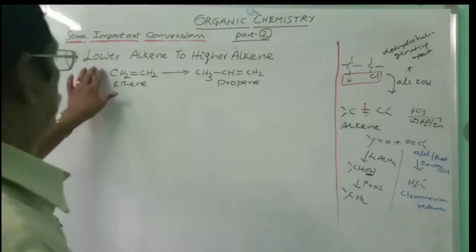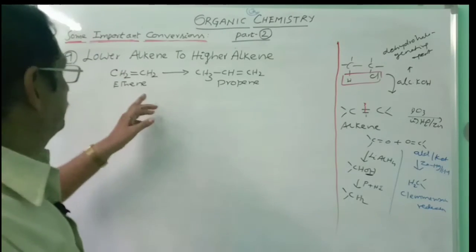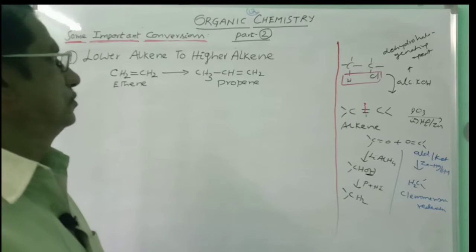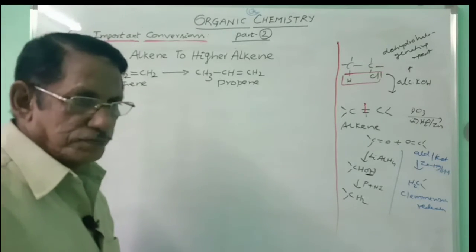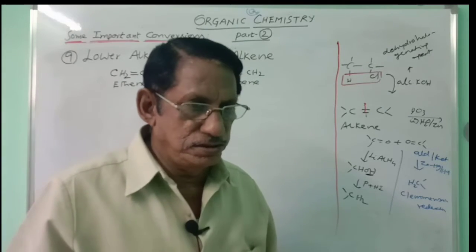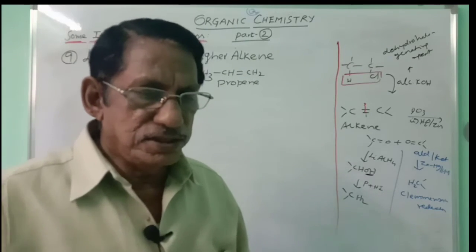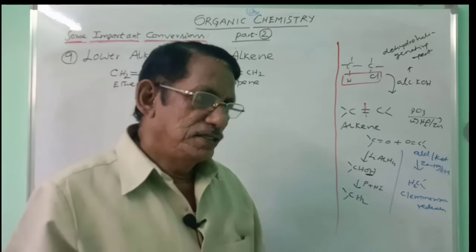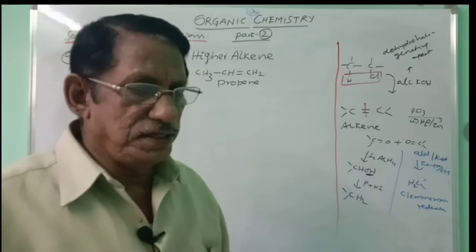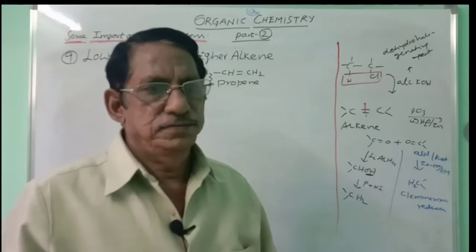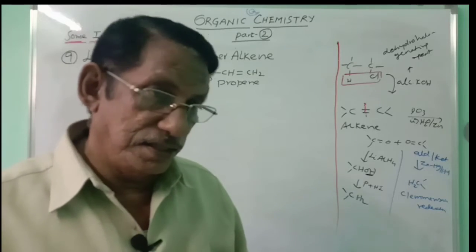Next one, lower alkene to higher alkene, ethylene to propylene, ethene to propene. We have to increase one carbon. As I previously informed you, whenever carbon is to be increased, you have to introduce cyanide. Cyanide later can be converted into primary amine, can be converted into alcohol, can be converted into alkene, or alcohol can be converted into alkene another way.